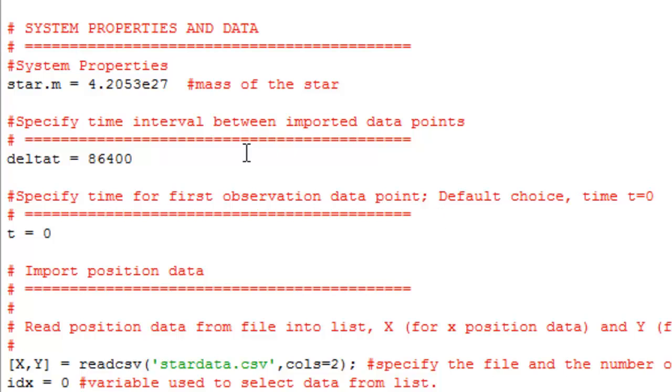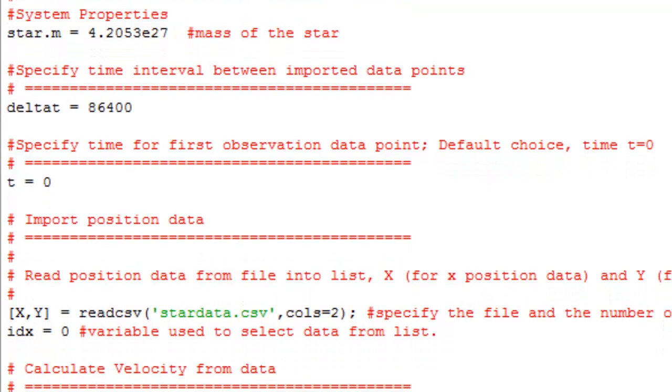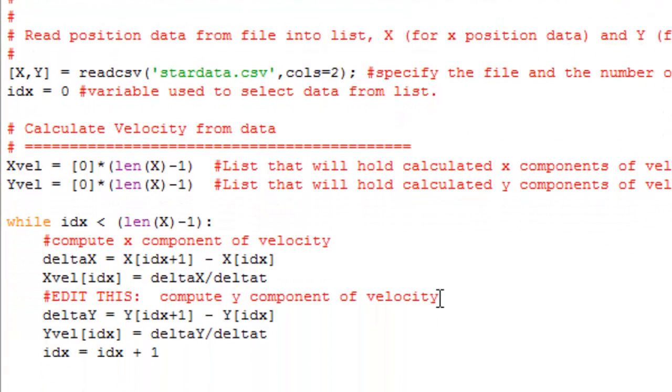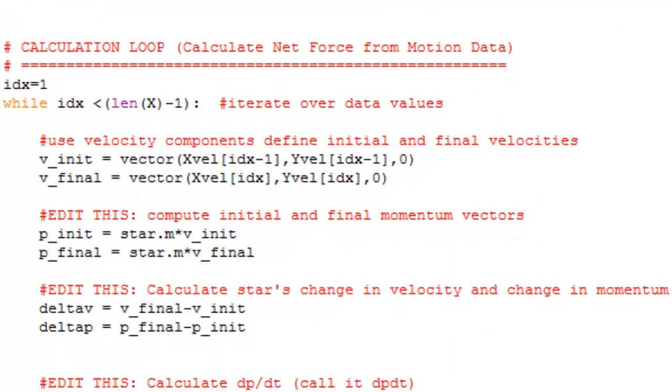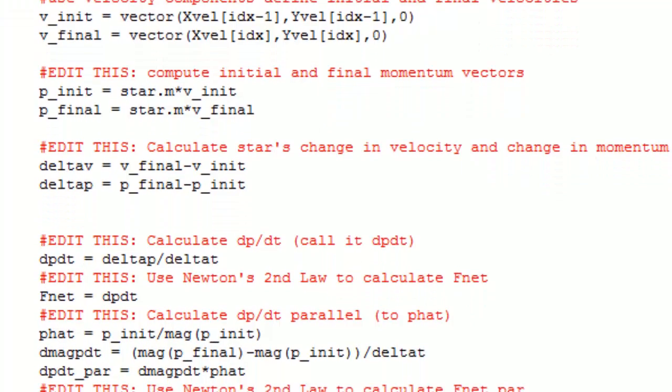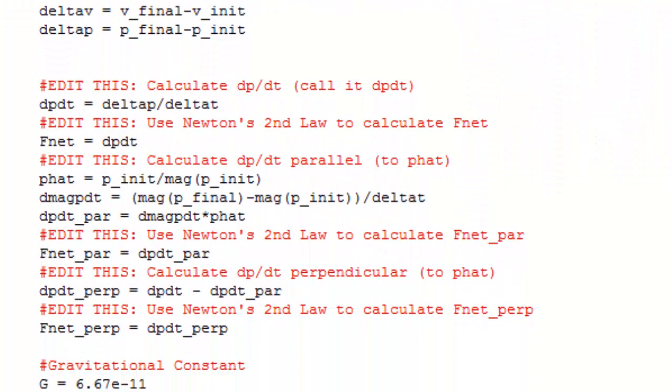I got my star mass 4.2053 E27, my delta t 86,400, to read my CSV file that I downloaded, also calculating the velocity from data, and compute the x and y component of velocity. From that, I got my index 1, and in here in the main loop, in the calculation loop, I got my initial and final velocity, initial and final momentum, delta v and delta p. Recalling that momentum is the product between mass and velocity.